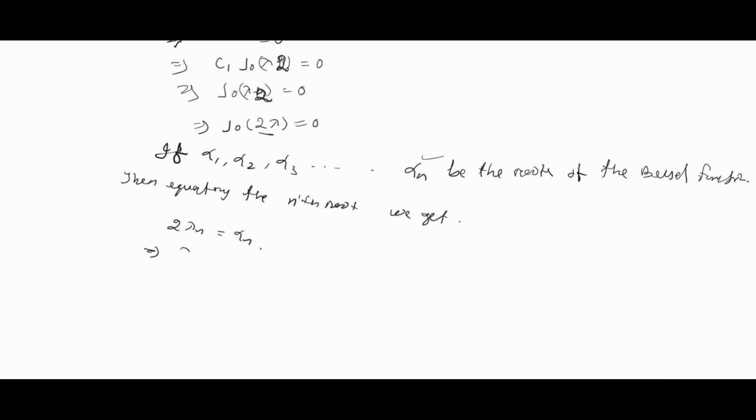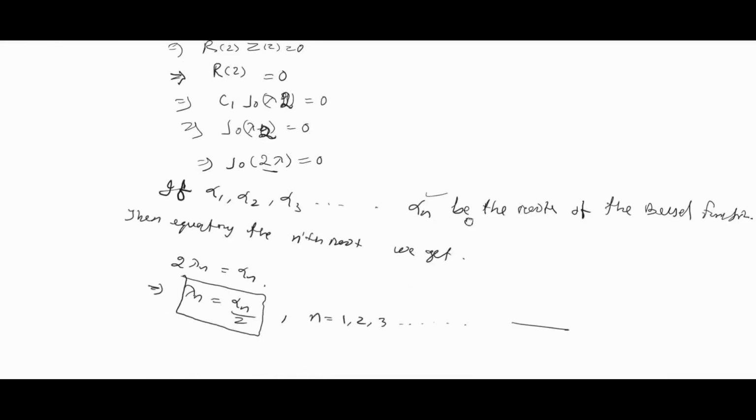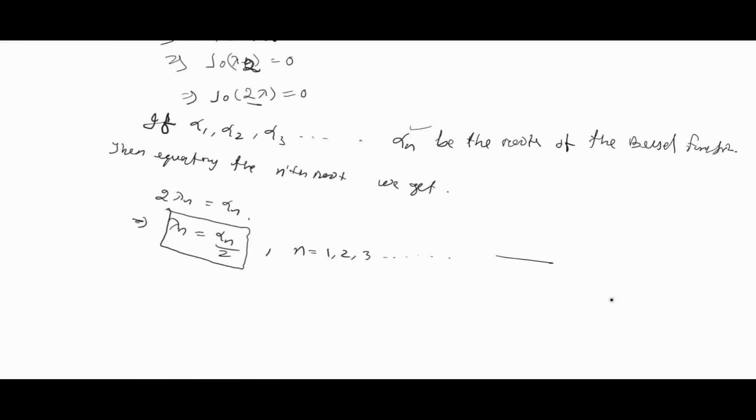That implies lambda n is equal to alpha n by 2, where alpha n is the nth root of the Bessel function for n is equal to 1, 2, 3, dot, dot, dot. This is equation number 11. So we got lambda n is equal to alpha n by 2.